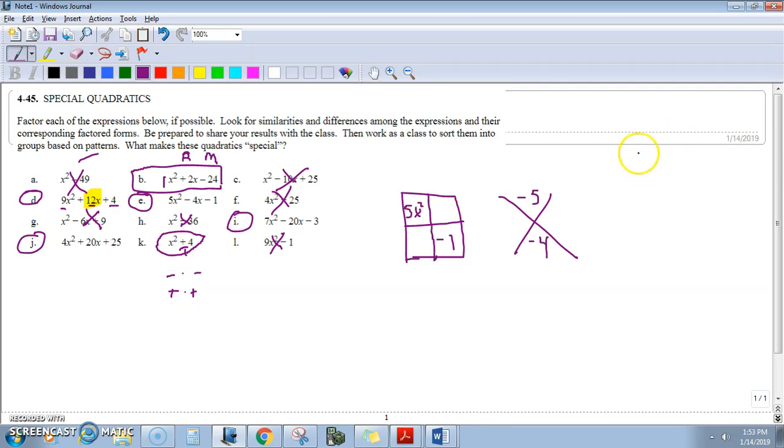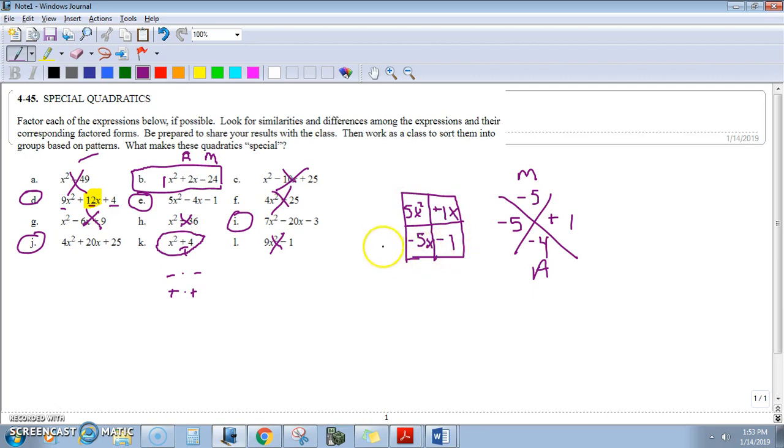You can pause again, but I have two numbers that need to multiply together to be -5 and add up to be -4. So one's going to be a negative, one's going to be a positive. The bigger one's going to be negative. So 5 is a prime number. It's just -5 and +1. Okay, so let's put a -5x, +1x. Let's start to factor here.